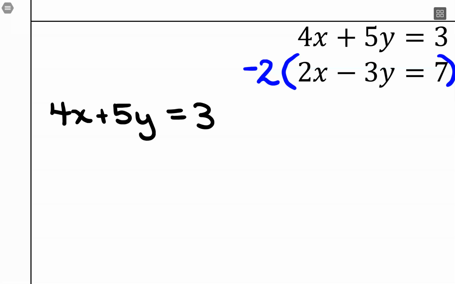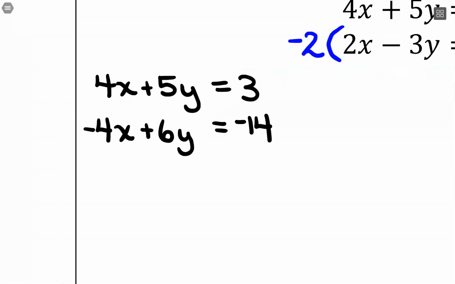And in the bottom equation, I'm going to distribute that negative 2 so it multiplies with everything. So negative 2 times 2x will be negative 4x. Negative 2 times negative 3y will make a positive 6y. And then negative 2 times 7 is a negative 14.